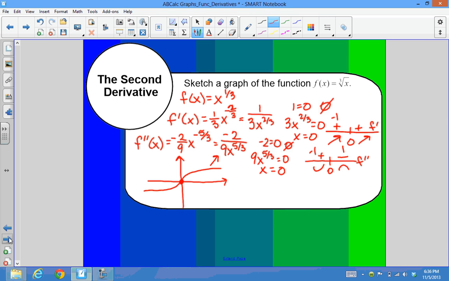The whole graph is increasing all the way from the beginning to the end, but the concavity changes there at 0. Also at 0 right there, if I were to draw a tangent line, that tangent line is a vertical tangent line. And so that's why my first derivative came out undefined.